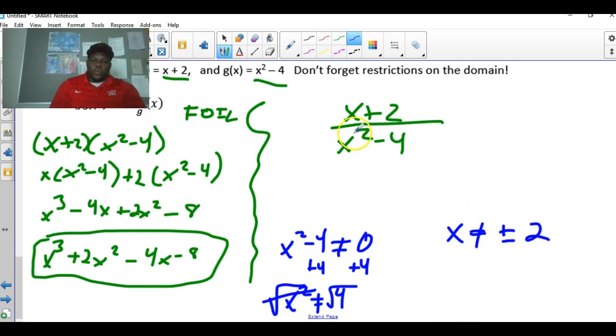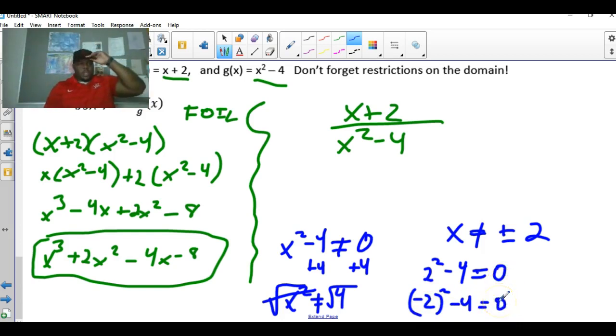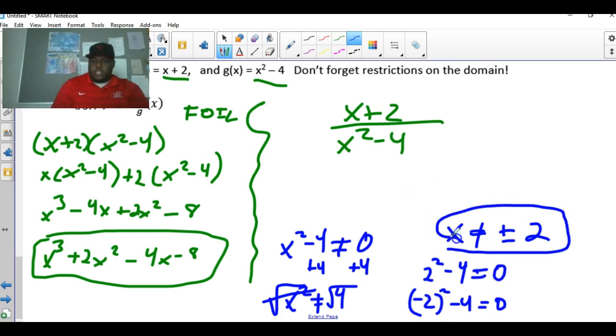Now think about it. I just want to show you. If I put 2 right here, 2 squared minus 4, that's 4 minus 4, which is 0. Remember, we don't want 0 in the denominator. If you put negative 2 and square that, a negative times a negative is positive. So negative 2 squared minus 4 is 4 minus 4, which is 0. We don't want 0 because, again, you can't have something out of nothing. So there's our restriction: x cannot be plus or minus 2. Don't forget your restriction of the domain.